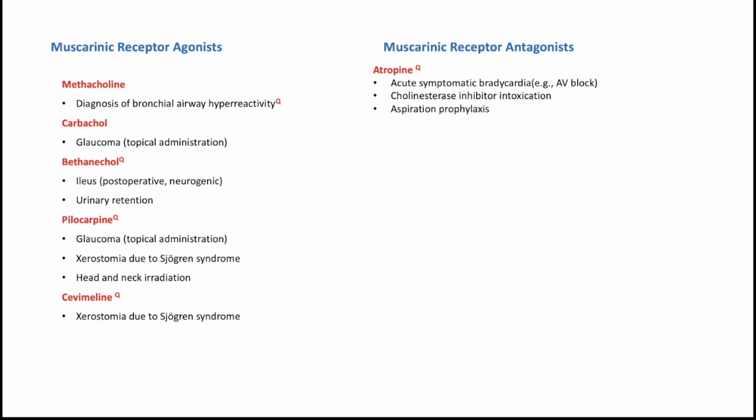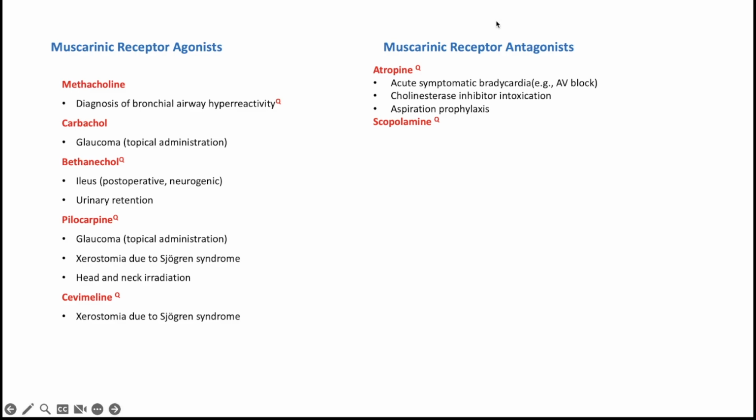Then atropine can be used in case of aspiration prophylaxis, as it reduces the secretions. So what do we mean by the muscarinic receptor antagonist? Atropine is going to block the activity of M3 mediated actions.